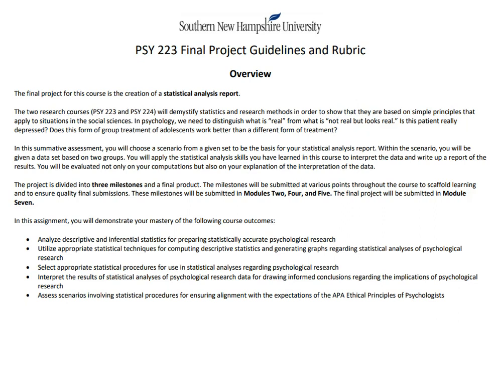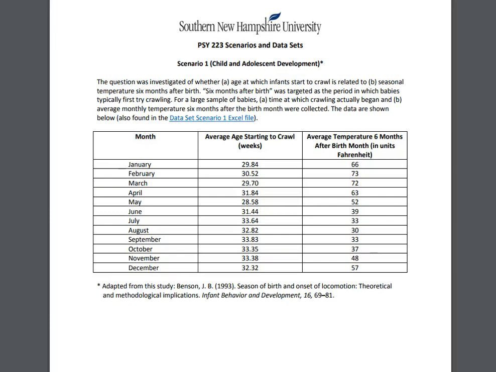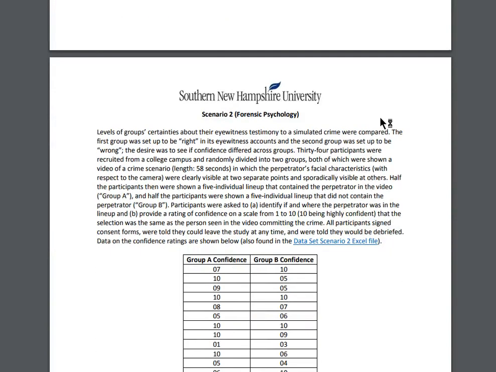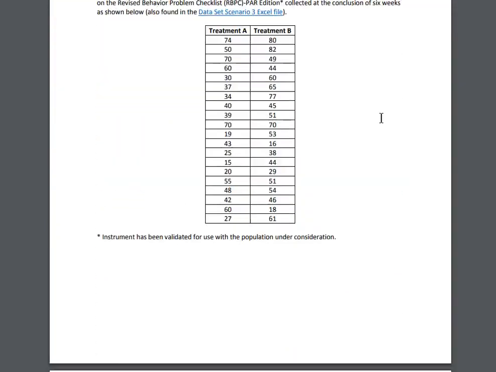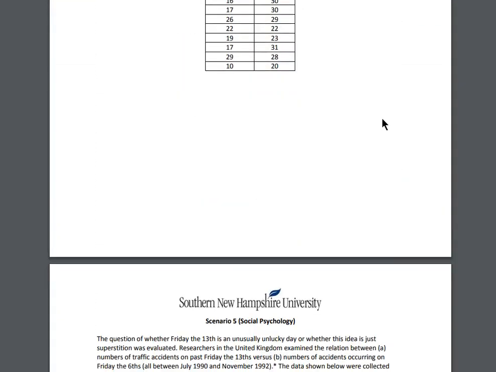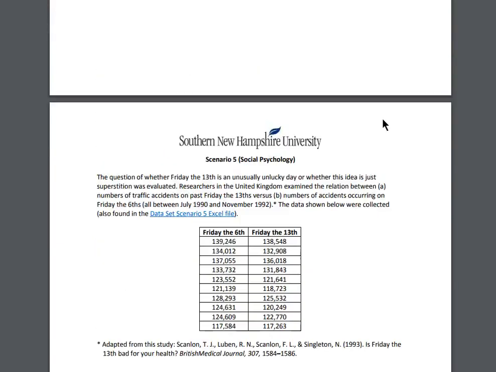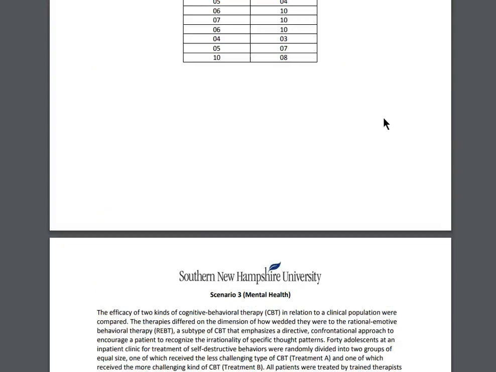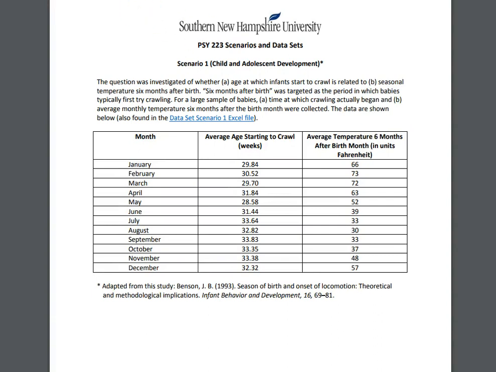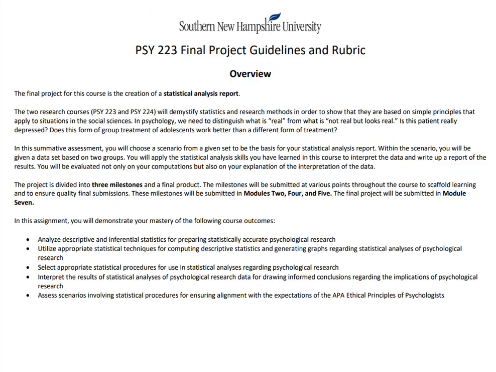Early on, you will choose a scenario from a given set. This is provided for you in the PSY 223 Scenarios and Datasets document. As you can see, there's a scenario that aligns with each of the 6 concentrations. You should choose the one that most closely connects to your selected concentration. This scenario and dataset document, along with the final project rubric and milestone rubrics and other guiding documents, can be found in the Assignment Guidelines and Rubrics folder within Brightspace.